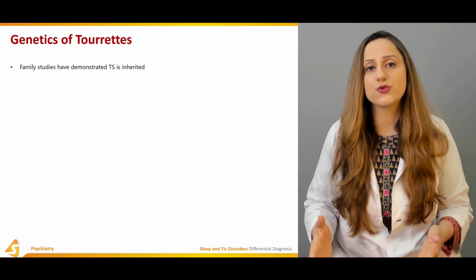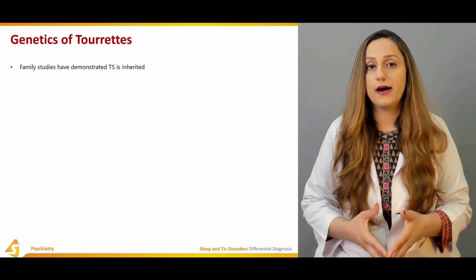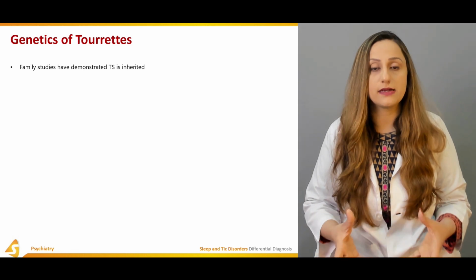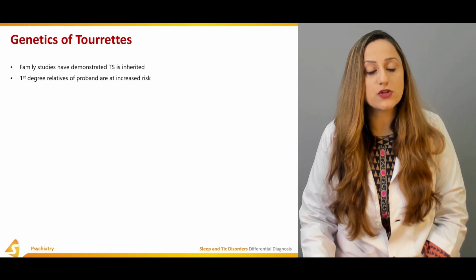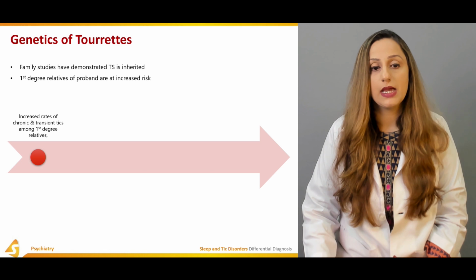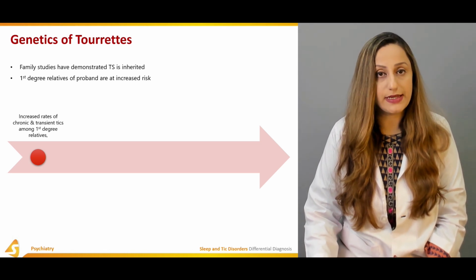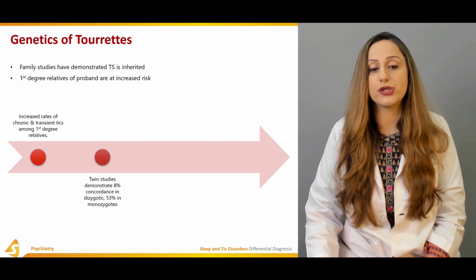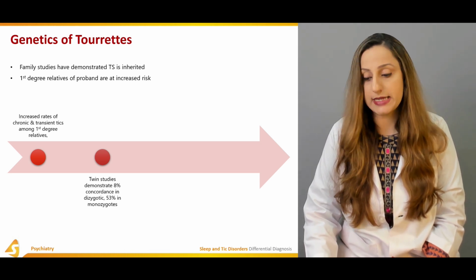A lot of research work was done in almost the 1800s in which it was detected that Tourette syndrome is basically an inherited form or a genetic abnormality that makes the person more prone. The first degree relatives of the proband are at an increased risk of the development of Tourette syndrome. So the increased rates of chronic and transient tics among the first degree relatives is very important. Twin studies demonstrate 8% concordance in the dizygotic twins and 53% in the monozygotic twins.